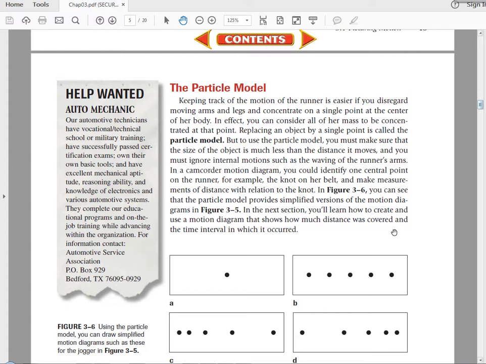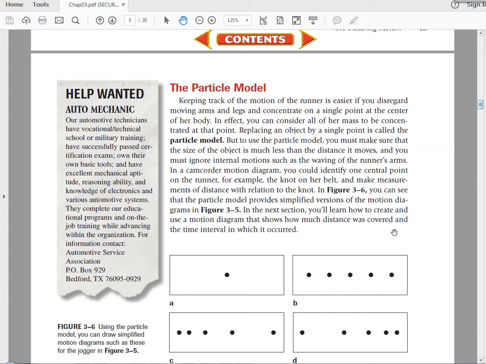Okay, what's the same? Keeping track of the motion of the runner, remembering those pictures we looked at on the first day, is easier if you disregard moving arms and legs and concentrate on a single point at the center of her body. Then we can consider this a particle. But for this to work, the particle technically has to be at the center of the object, the center of mass. We'll get to that more later.